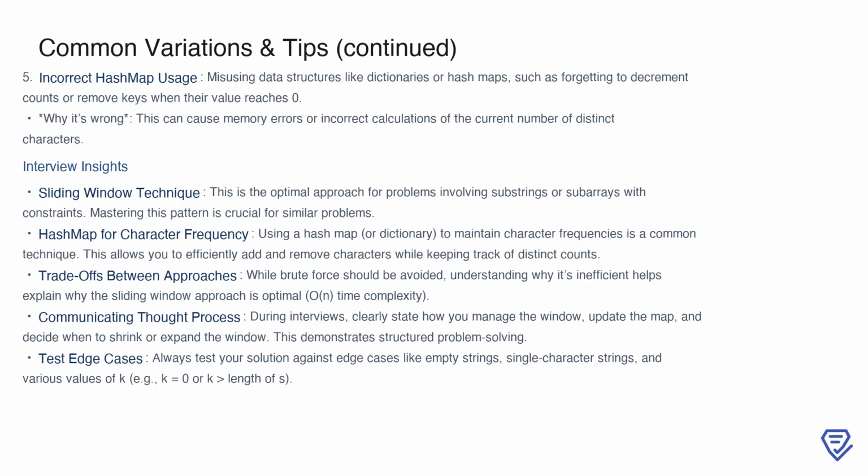On the positive side, mastering the sliding window technique is essential for problems involving substrings or subarrays with constraints. It's an efficient and versatile approach that works well for this problem. Additionally, hash maps are incredibly useful for maintaining character frequencies, allowing you to efficiently add and remove characters while tracking the distinct count. Understanding the trade-offs between approaches is also important.